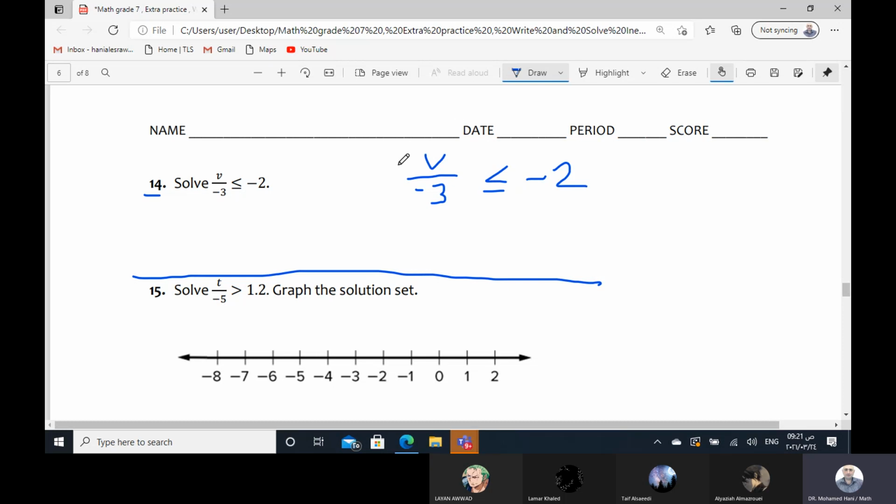Okay, this is the variable, and here in the denominator we have minus 3. We want to remove minus 3. So multiply the two sides by negative 3. Negative 3 up and negative 3 down. Negative 3 divided by negative 3 will be 1. 1v means v. And remember to change the direction of the sign when you multiply by a negative number. Then minus times minus will be plus. 2 times 3 will be 6. So the answer is v greater than or equal to 6.